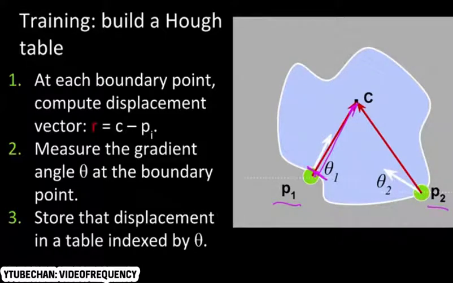Here's our second point, P2. It has a different theta, and there would be a different R entered into that table. So we store the displacements in a table indexed by theta.